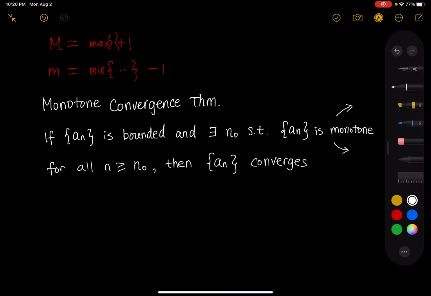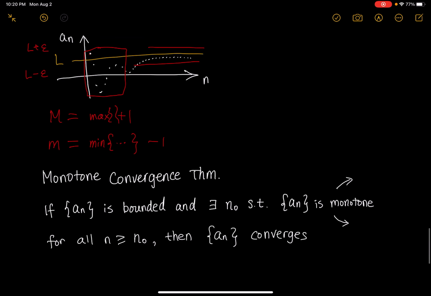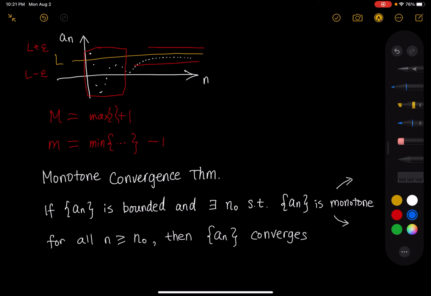And my picture earlier will give you the idea, right? So you see a_n going up and down in the beginning, but once it passes a certain index, as you go further down in the sequence, maybe this index is n_0, it starts to monotonically increase, right? So each term keeps getting bigger and bigger, but it's still bounded.